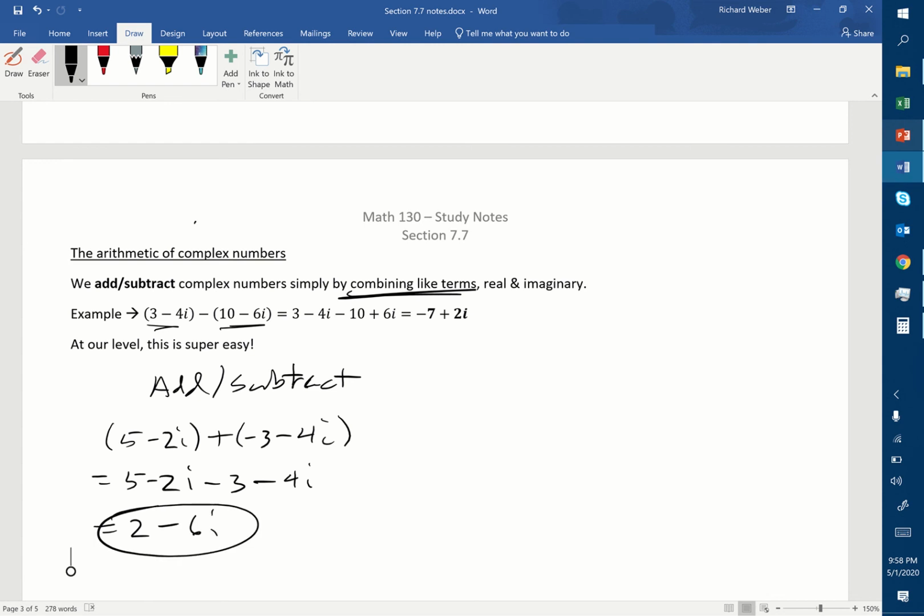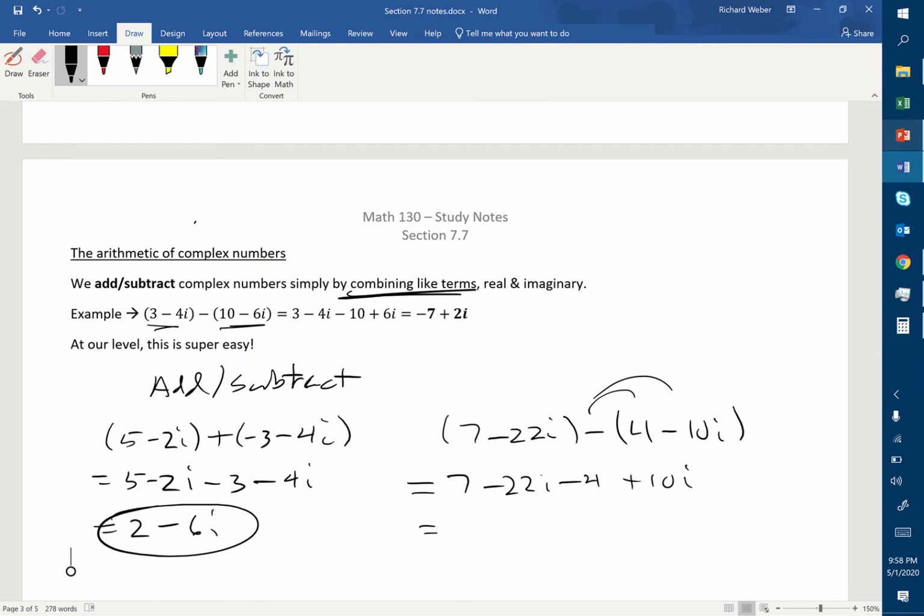If it's subtract, see how easy this is? If it's subtract, 7 plus 22i, or make it negative, I guess, for fun. Okay. And then minus 4 minus 10i. The only thing is, as usual, you distribute the negative when you subtract. So we end up with a minus 4 plus 10i, right? You with me? And so 7 minus 4 is 3, and then we have a minus 12i.